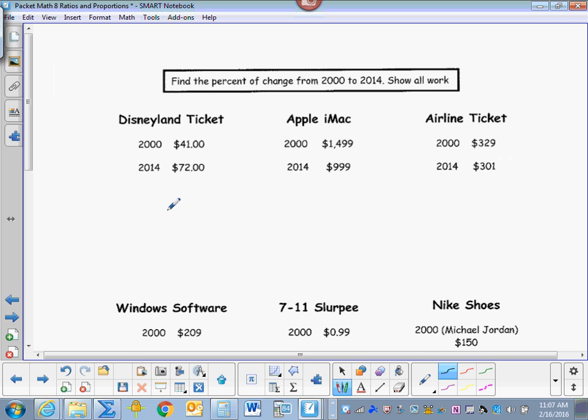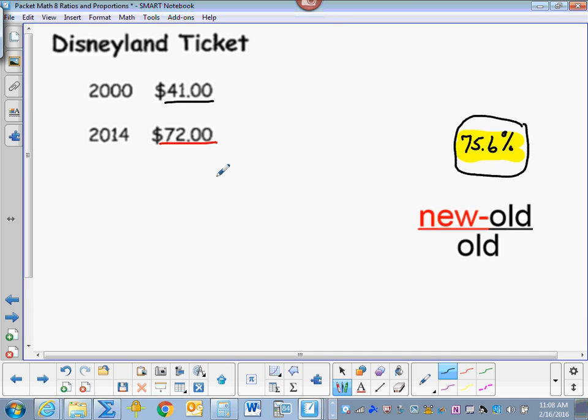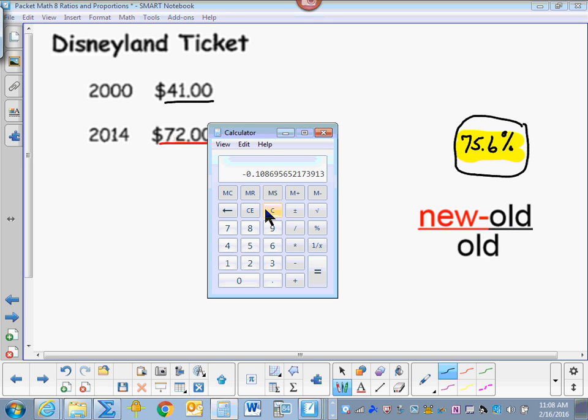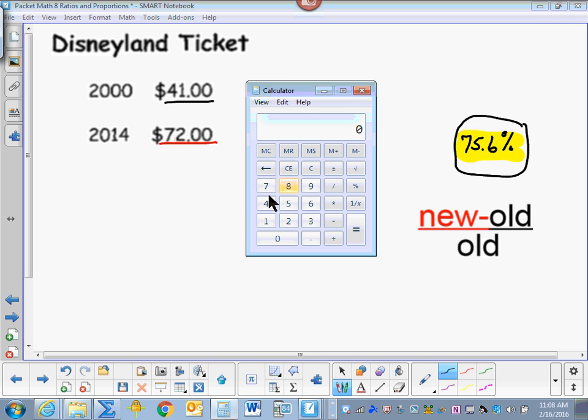So we're going to look at the percent change from 2000 to 2014, and we'll work the Disneyland ticket and the Apple iMac together. So the Disneyland ticket went from $41 to $72. So to calculate the new minus the old divided by the old, I'm going to use my calculator, and the new price is 72 minus the old price of 41 equals, divided by the old.